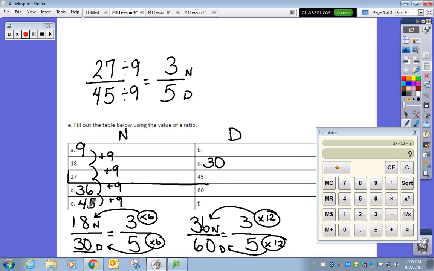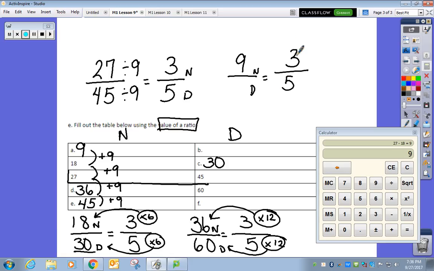Now to figure out the other side, in the denominator column here, we can do the same method: subtract the two, see what we're counting by, and continue that way. Or we can continue using the value of the ratio. I'm going to go with the value of the ratio for this piece. I know my first numerator here is 9. I don't know the denominator, but I know that it should become 3/5.